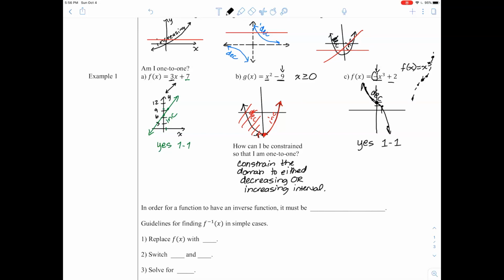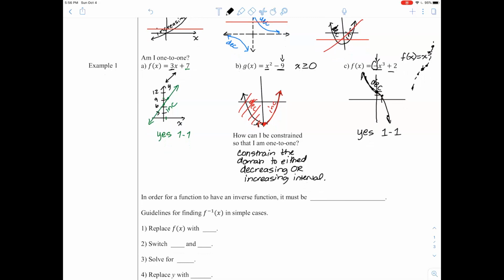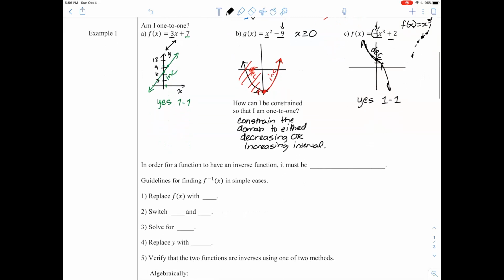Now algebraically, there's other ways that you can prove that they're 1 to 1 by solving it for x, or switching the x and y and then solving it for y, and you'd only have one y. You wouldn't have a y squared or y to the 4th or something like that. So let's go about how you would do this algebraically to determine that.